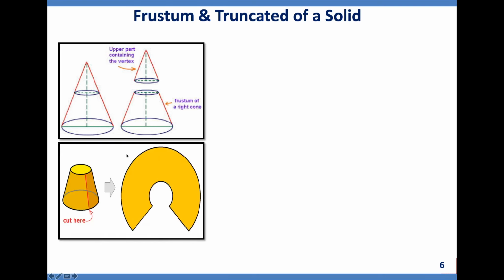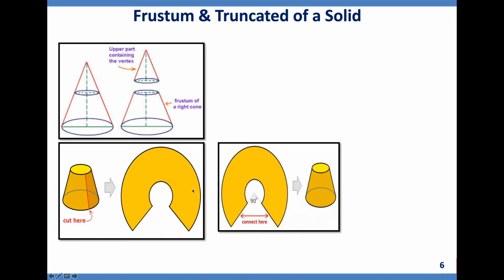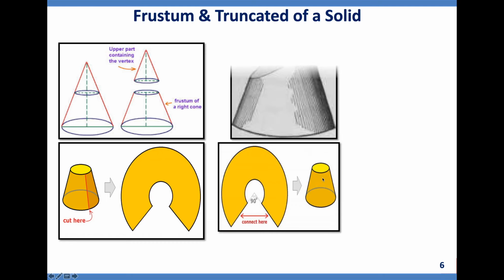Here you can see the same frustum part of the right cone is taken and we cut here, unfold or unrolled and spread it on a plane is called the development. If you fold it back, you'll get this frustum of cone like this. Connect here, fold it back, you get the frustum of cone back.